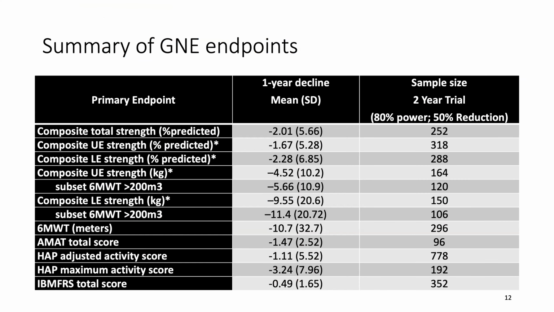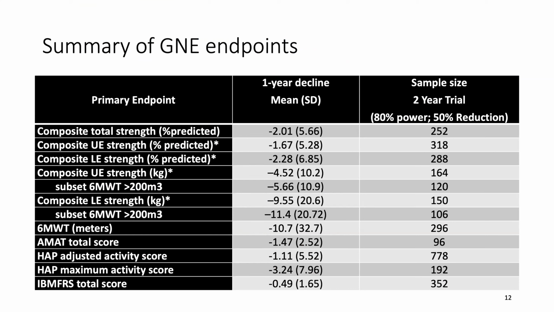So again, as I said, we could look at many different endpoints that we collected in the natural history study. We did that across the board. We saw sample sizes all the way up to 778 for a 2-year trial. The lowest was about 96. So we're getting there with 96. That was for this AMAT total score.